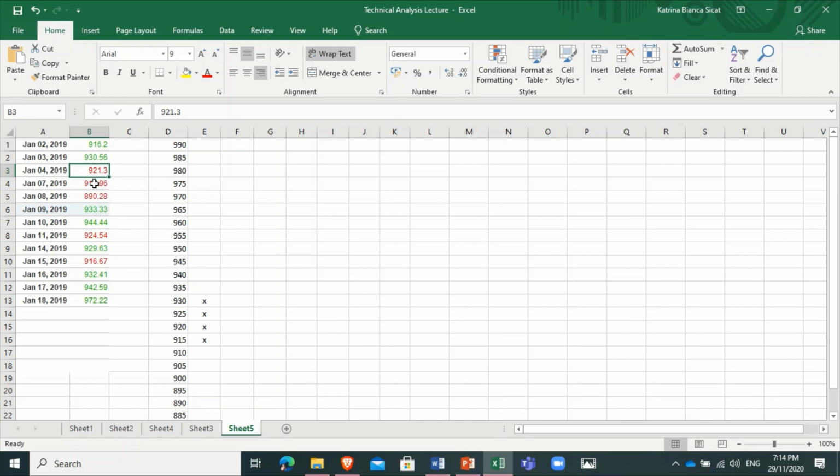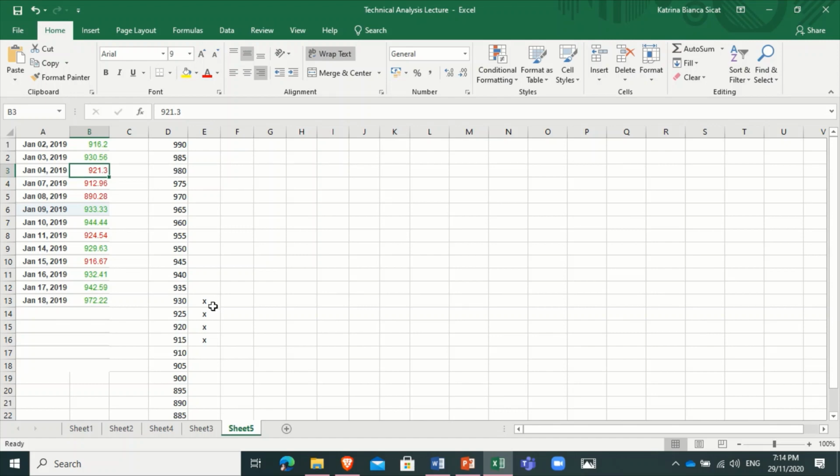So the question is, sabi natin kanina, para magkaroon ng reversal yung ating column, there should be at least 3 box sizes para magkaroon ng reversal. Okay? So usually yun yung ginagamit na basis for reversal ng mga analyst. At least 3 box sizes. So kung magbibilang tayo from here, 1, 2, and 3, papasok ba yung 921.3? No? So since hindi siya umabot sa 3 box, okay?